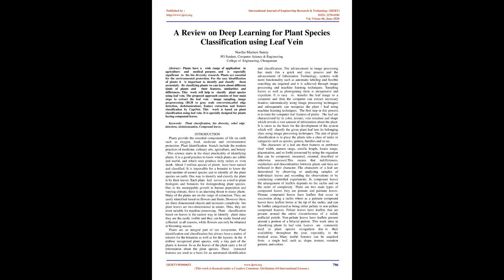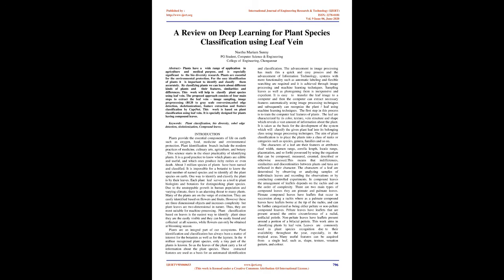The proposed approach consists of 4 main steps to extract the leaf vein: image sampling, image preprocessing, RGB to grayscale conversion, Sobel edge detection, skeletonization, feature extraction, and feature classification by CapsNet. This work is based on plant classification using leaf vein. It is specially designed for plants having compound leaves. Keywords: plant classification, biodiversity, Sobel edge detection, skeletonization, compound leaves.